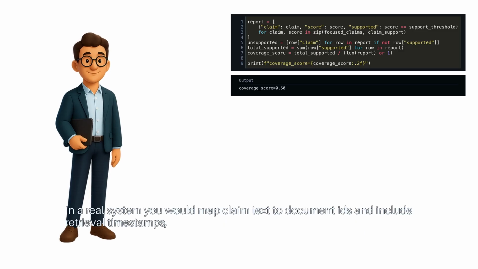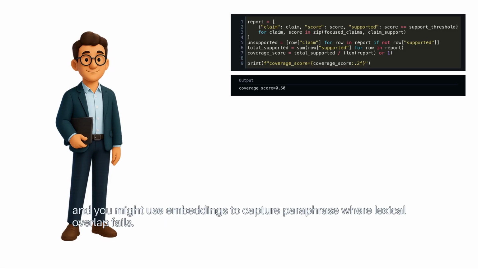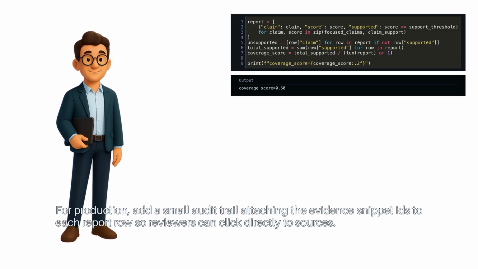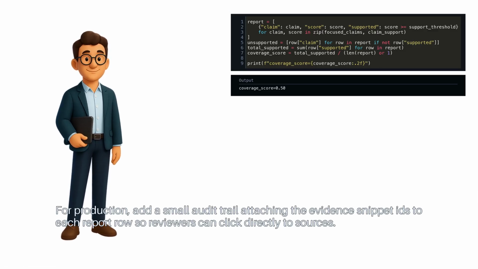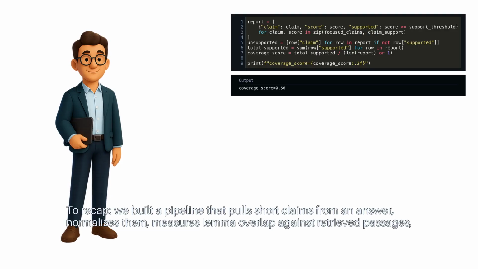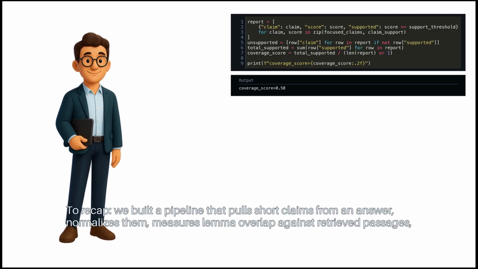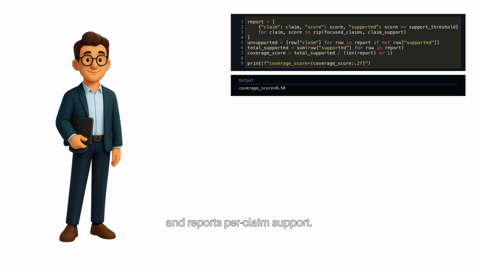In a real system, you would map claim text to document IDs and include retrieval timestamps. And you might use embeddings to capture paraphrase where lexical overlap fails. For production, add a small audit trail attaching the evidence snippet IDs to each report row so reviewers can click directly to sources. To recap, we built a pipeline that pulls short claims from an answer, normalizes them, measures lemma overlap against retrieved passages, and reports per claim support.